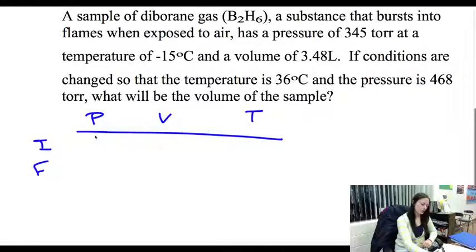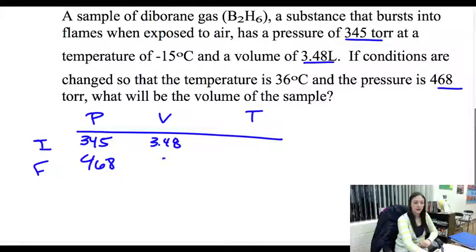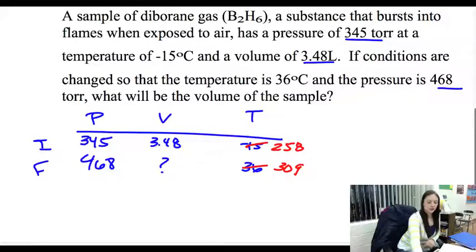Initially, my pressure is 345 torr. Finally, my pressure is 468 torr. Initially, my volume is 3.48. Finally, I don't know. My temperature is initially -15, and my final is 36. But remember, these have got to be in Kelvin. So you add 273: 258, and 309. So now I've got three things changing.